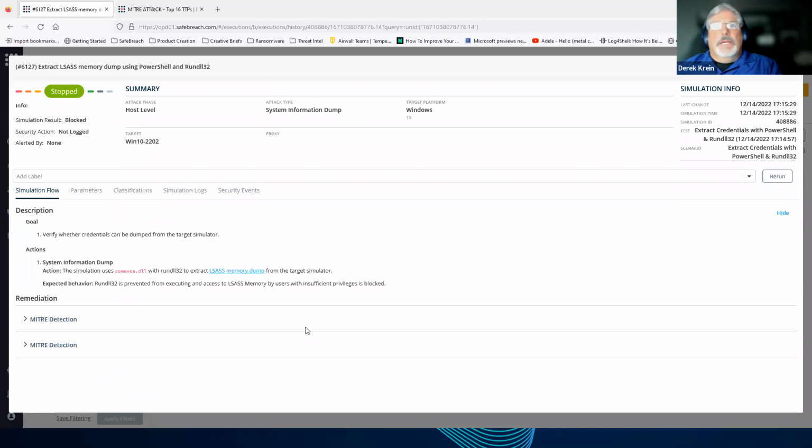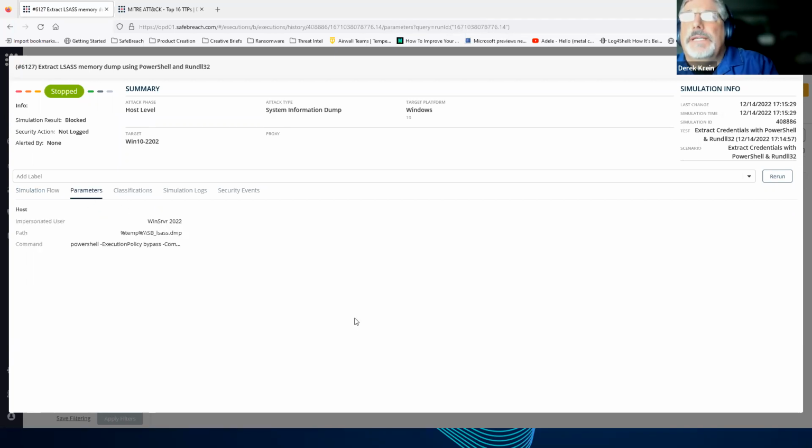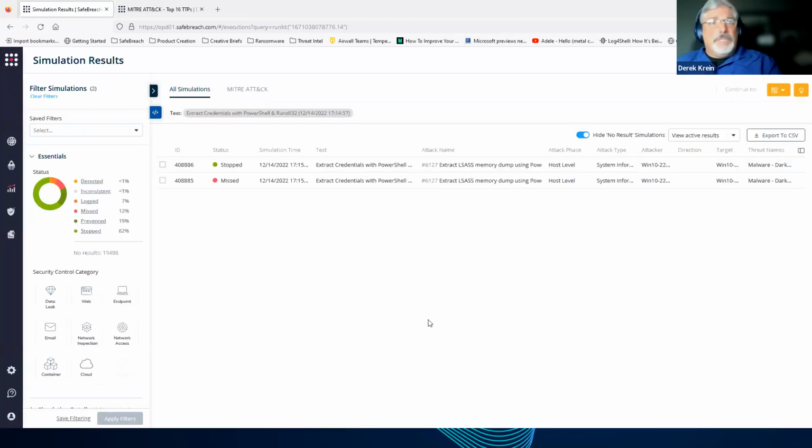And in this case, it was two different users. Same thing, we use the COM services DLL to extract the LSASS memory dump. And you can actually see the command, very similar to the one that we showed for the manual testing. The idea there is being able to automate this on a test by test basis in order to test your detections, your engineering, and what that looks like.